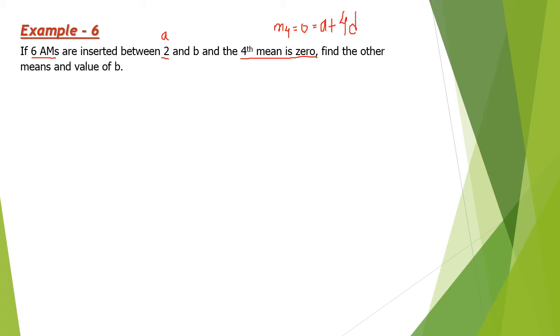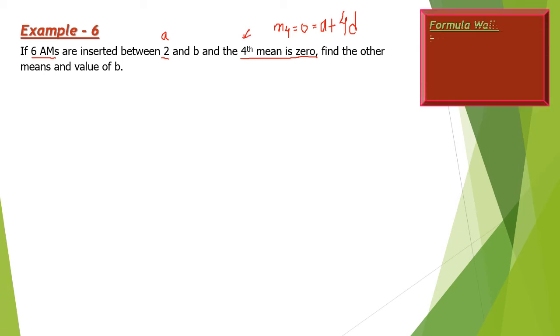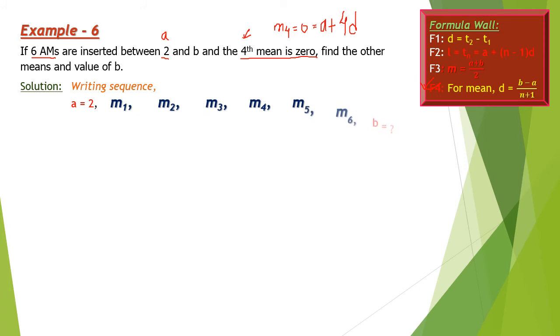There are 6 means, only the fourth mean is given, so we have to find the rest of the other 5 means. Let's see the formula; we need one formula from here, that is m4. Now see the fourth mean, that is 0, and we know the formula of the fourth mean, that is a plus 4d.